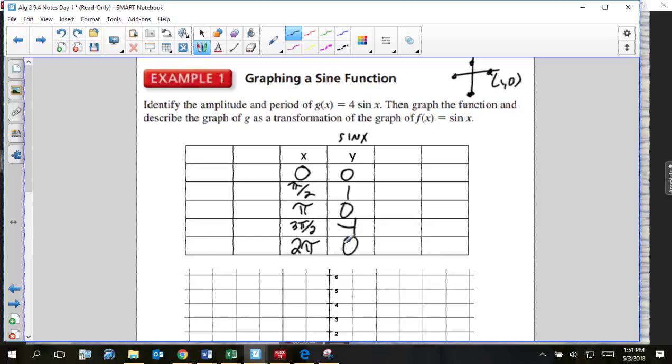Okay, then we look here, and here's our equation, 4 sine x. So is that 4 a horizontal or a vertical? A vertical what?